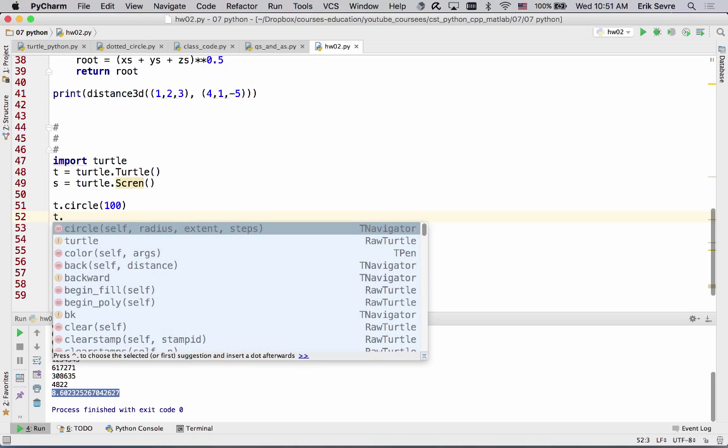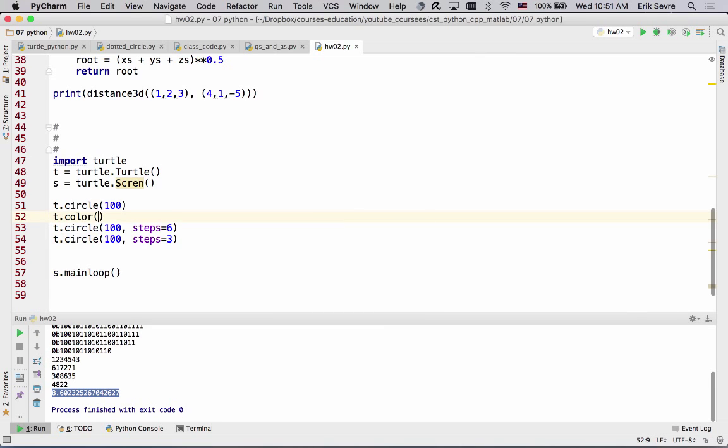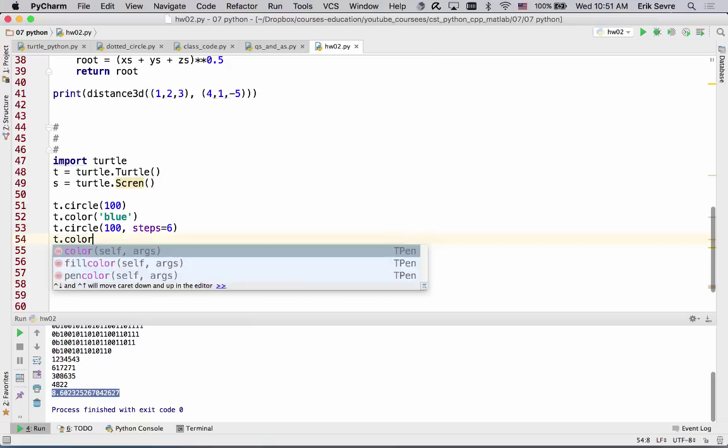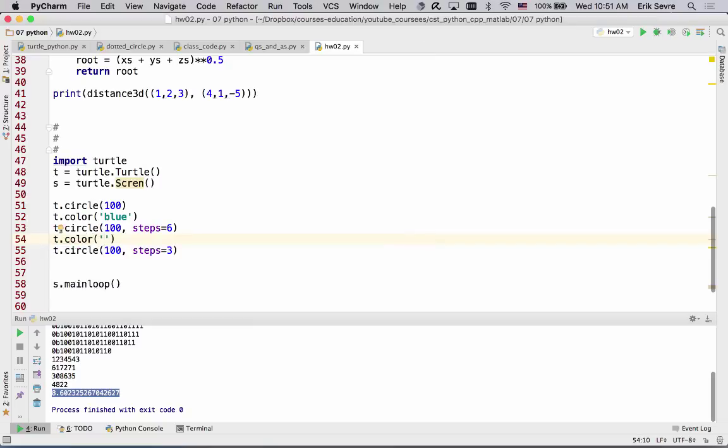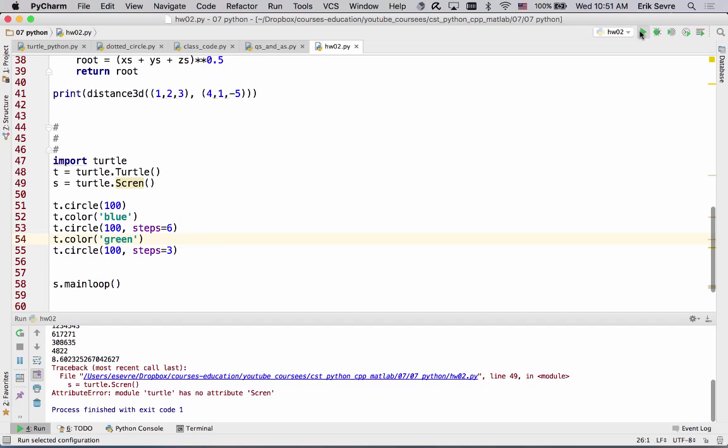Now, some people like to get fancy with this stuff. And what we can do is change the color of our turtle. And I can make it blue. And here I can make it, how about green? So we can have some different colors we're throwing into our turtle. Now when we run our program, we should see.